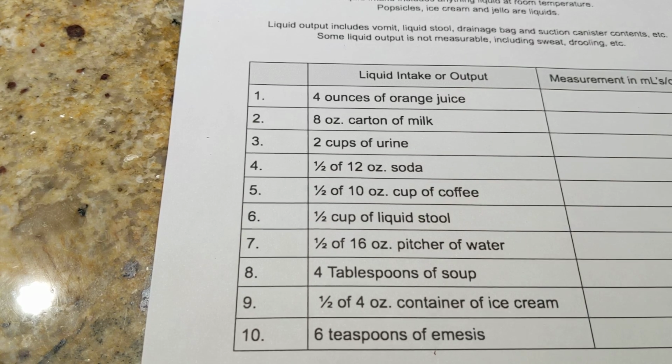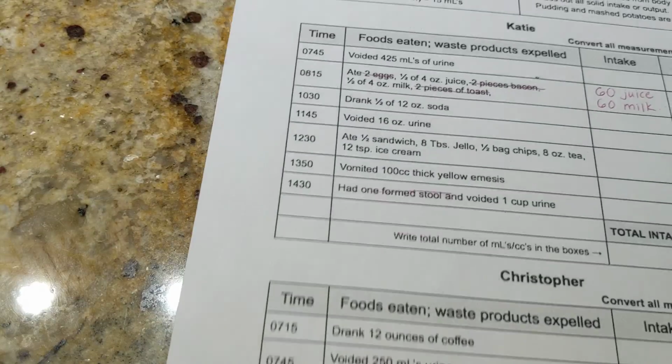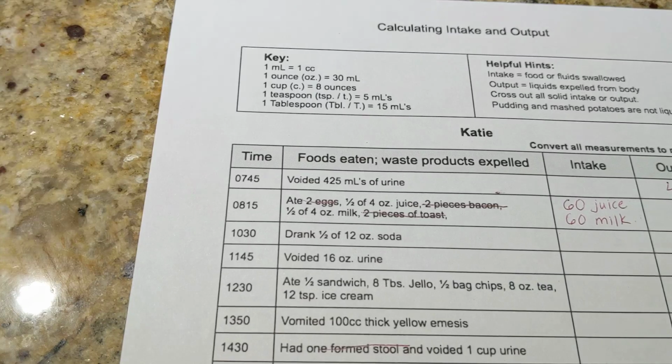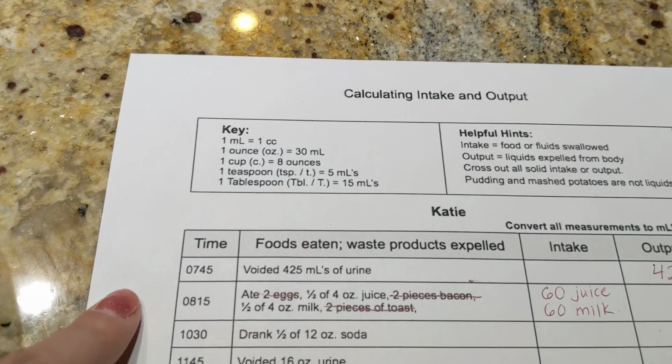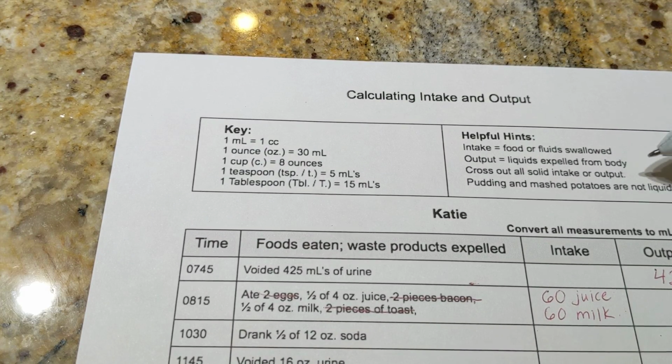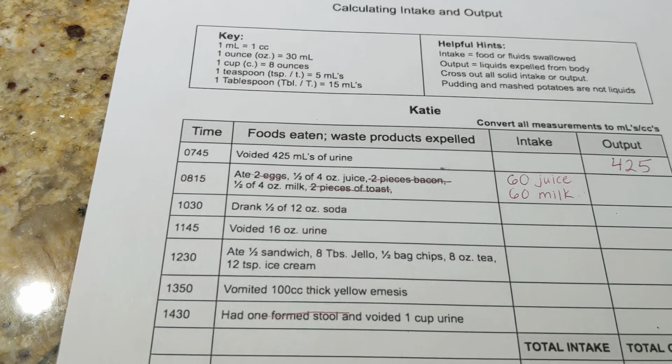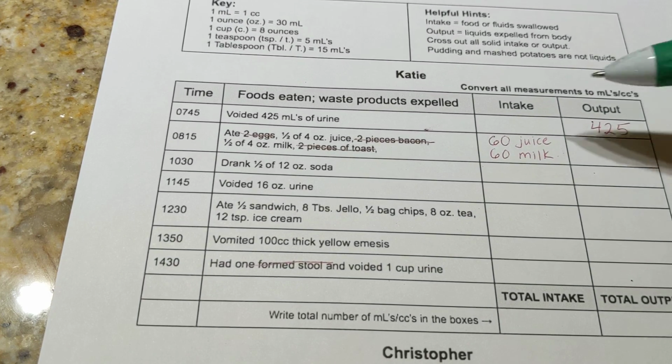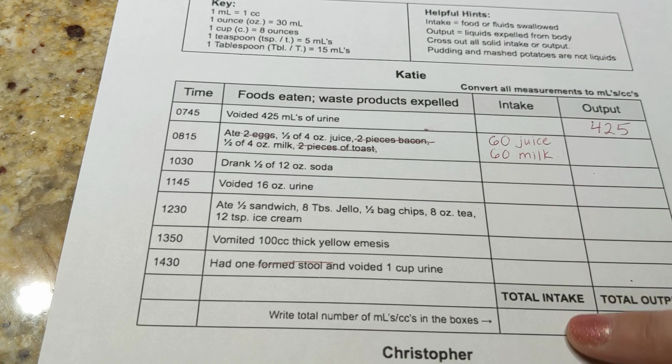Once we're done with that sheet, we can go on to the back side where we're dealing with Katie and Christopher. There are some tips up here at the top. One tip is to cross out all of the solids. One really important thing to know about this is that we have 2 different columns here. We've got an intake column, and any liquids that enter the body are going to be put into this column.